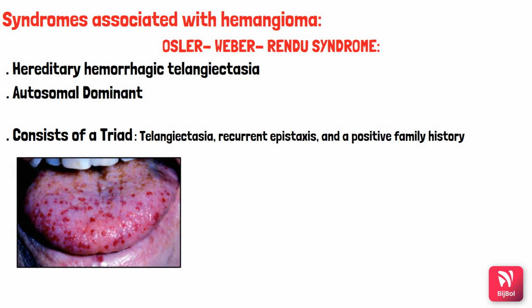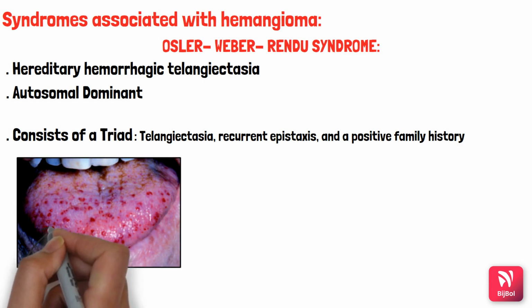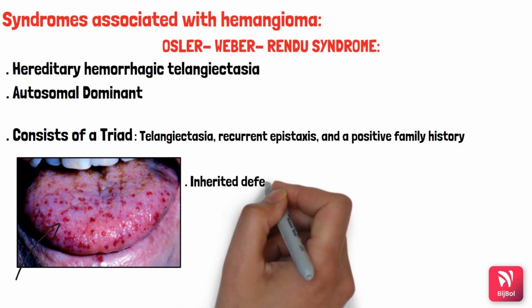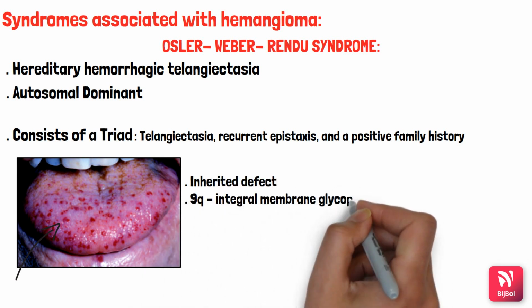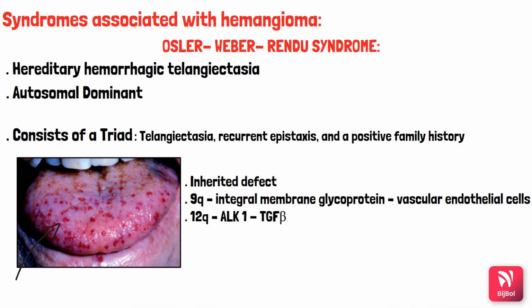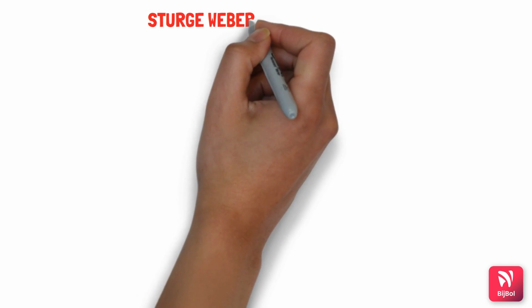As you can see in this intraoral picture, the tongue is showing multiple telangiectatic spots on its surface. So what is the main cause of Osler-Weber-Rendu syndrome? It usually occurs as an inherited defect, as we told, autosomal dominant. So the defect will be in the 9th chromosome and 12th chromosome. 9th chromosome codes for vascular endothelial cells. So endothelial cells will be defective, that is why we will see telangiectasias and epistaxis. 12th chromosome codes for transforming growth factor beta, which is growth promoting. So there will be proliferation of endothelial cells. So this is about Osler-Weber-Rendu syndrome.